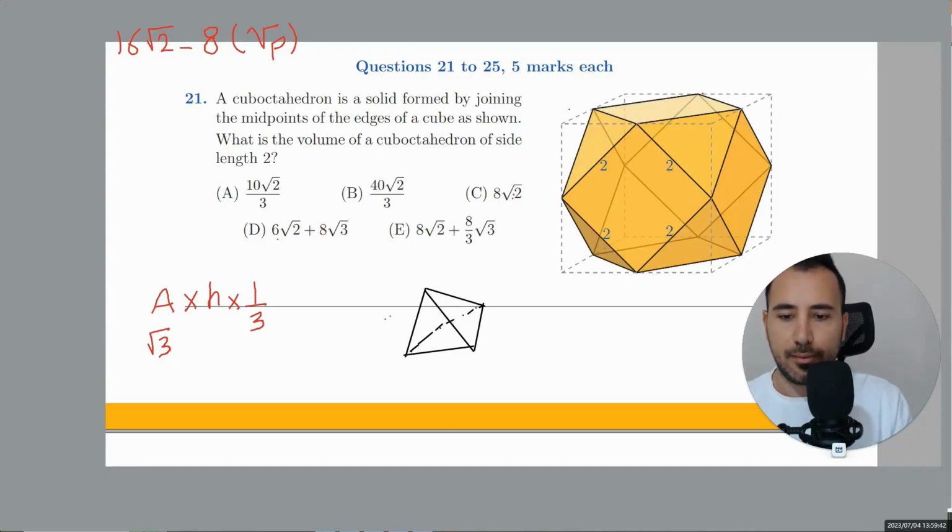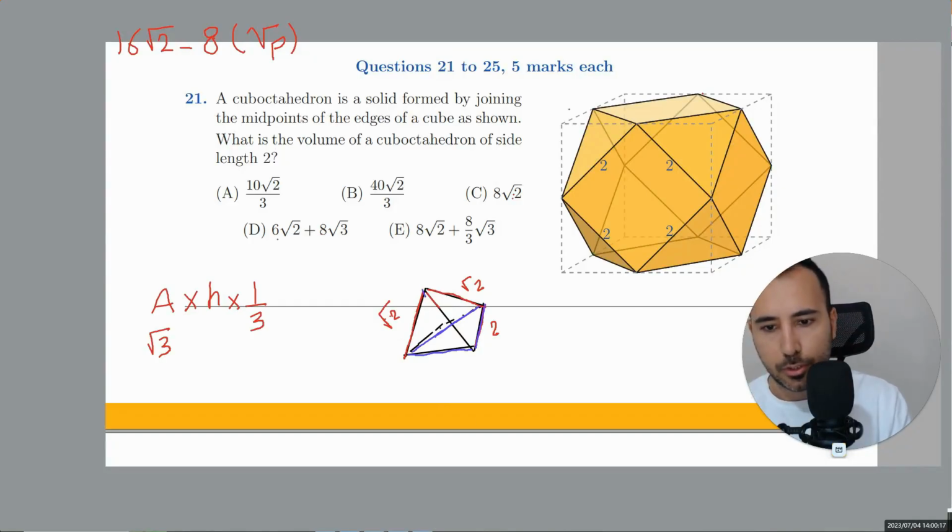So now what we have is this one. The base is 2, but these sides are a square root of 2. Okay, this is also a square root of 2. This is also a square root of 2. Okay. So now we want the height. The height will be at the centroid of this equilateral triangle.